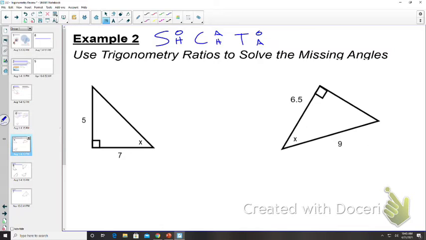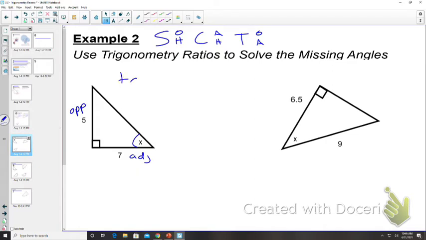For this first example, we're concerned with angle x. So what is the relationship of 5 and 7 to angle x? 5 is opposite, and 7 is the adjacent. So we would use TOA. Okay, good. So we're going to use TOA.